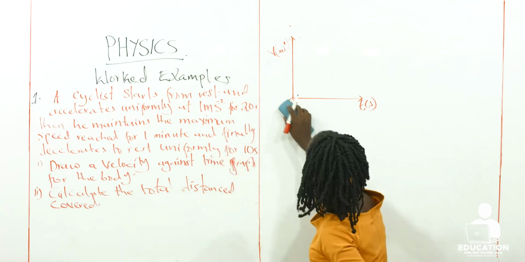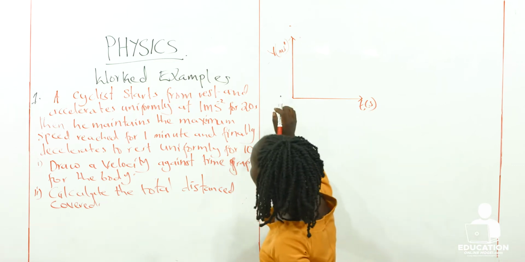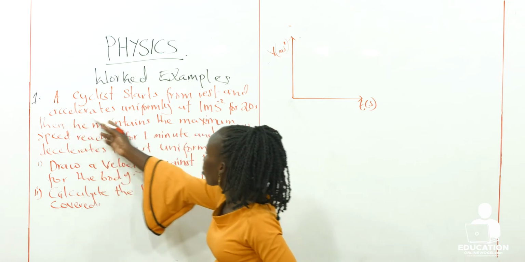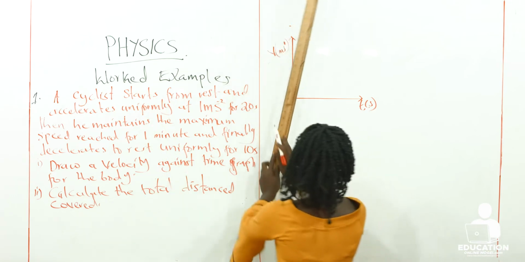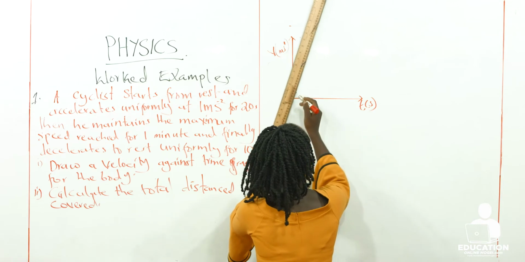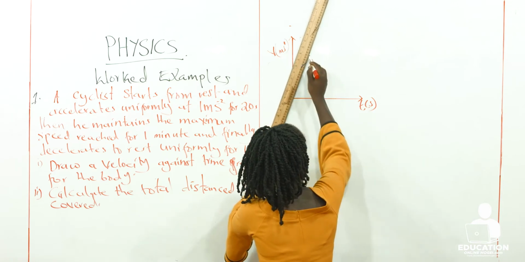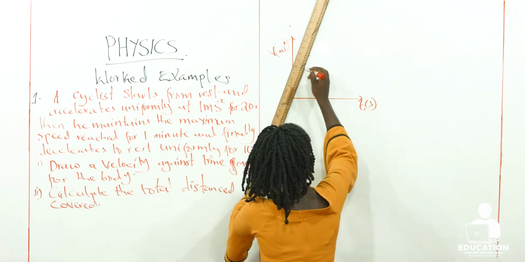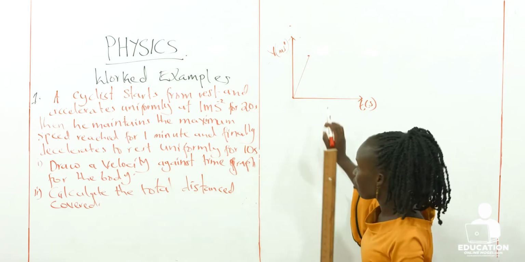So here is where we shall start drawing our graph from. The first one is to show how the body accelerated uniformly. And we said when the body is accelerating uniformly, we shall have a straight line moving from the origin upwards. So this one is showing that this body has a uniform acceleration.